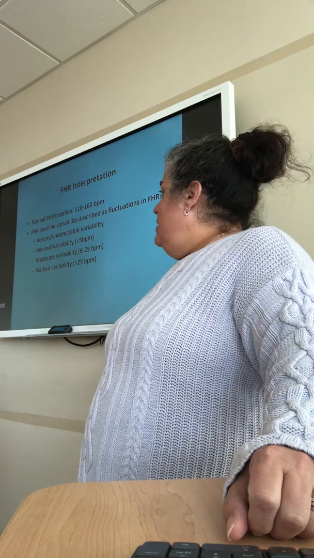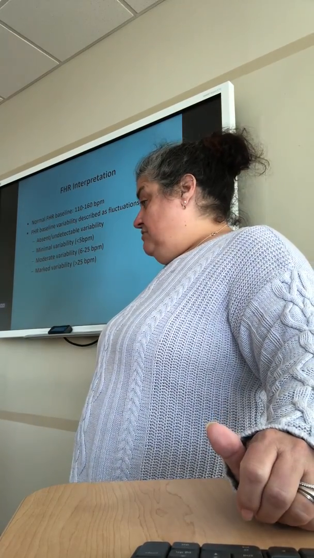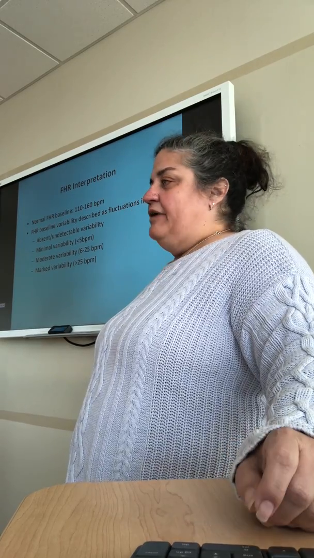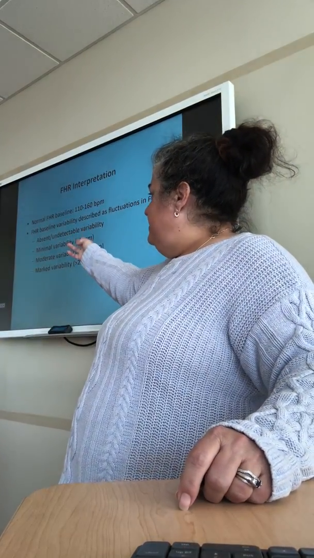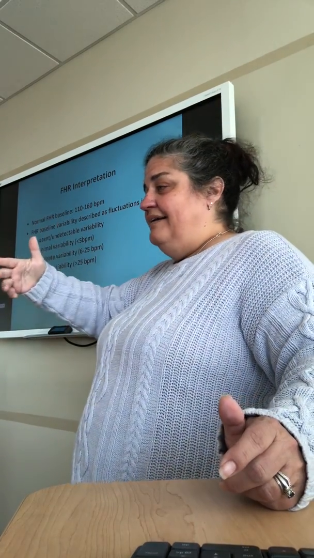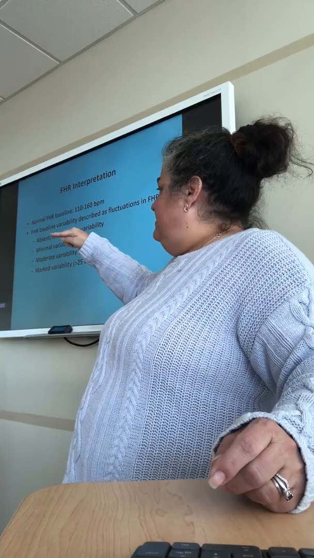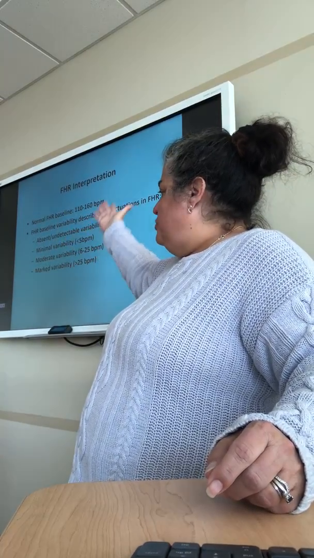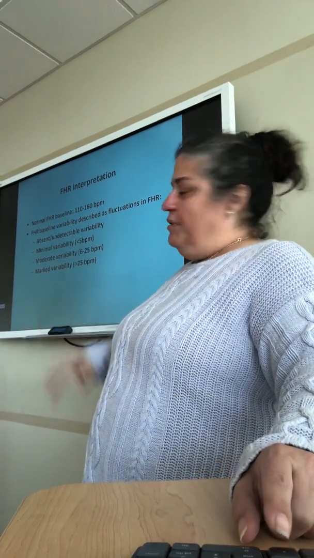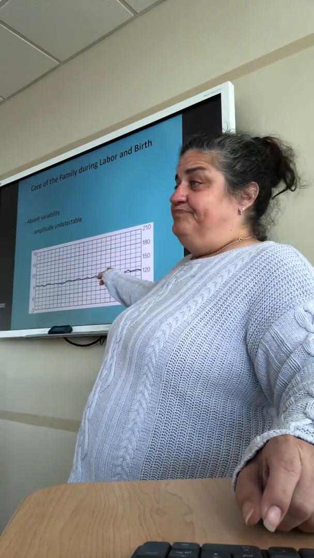So the first thing that we want to establish and assess is the variability. How squiggly is that line? We break it down into absent or undetectable, which is the flat line. Minimal, which is no more than 5 beats per minute. Moderate is from 6 to 25 beats per minute. Marked is above 25. This is absent.